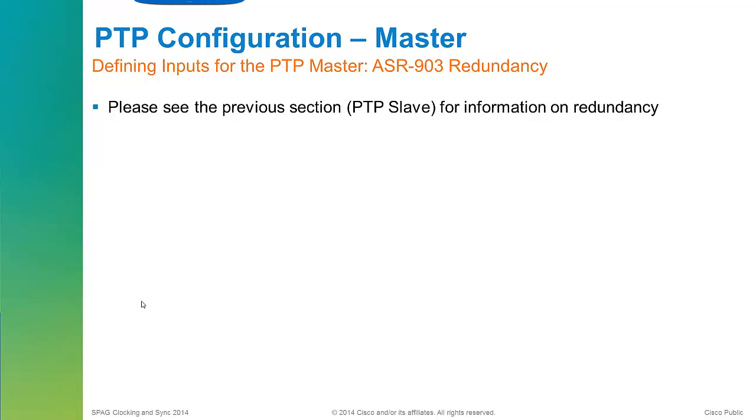For information about redundancy, we said there's two RSPs available on the 903, so there is the ability to have redundancy for the output signals, or similarly the input signals. And in the PTP slave area where we talked about physical outputs, we talked about redundancy and Y cables and what happens when you get failover between RSPs and so forth. So if you're interested in input redundancy, then go and see the slave section for the 903, and there's a couple of sections and explanation on that there.